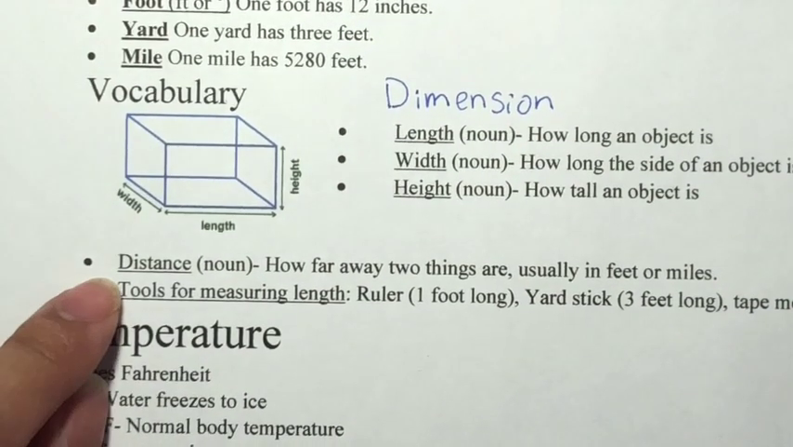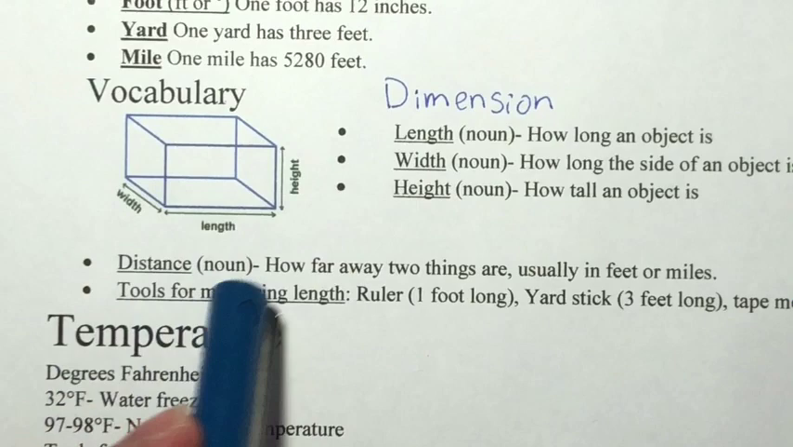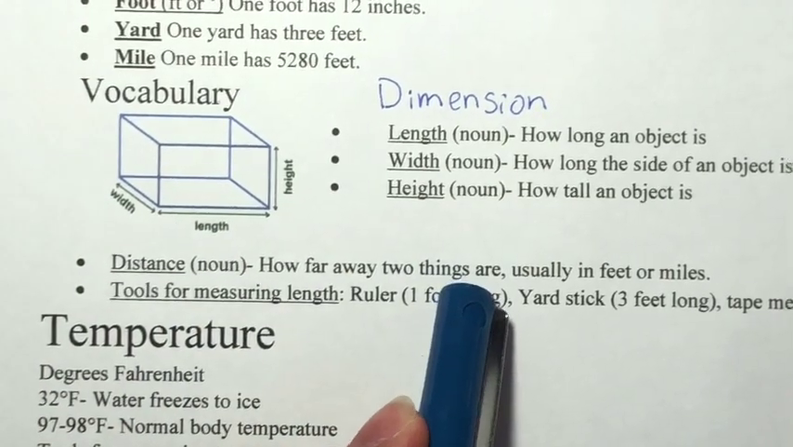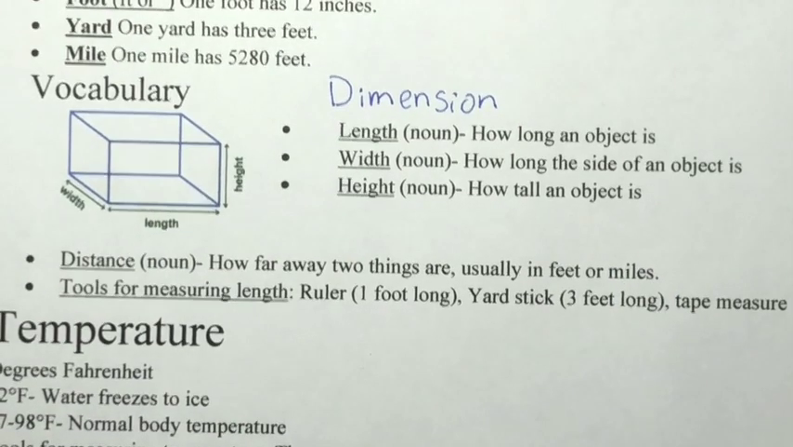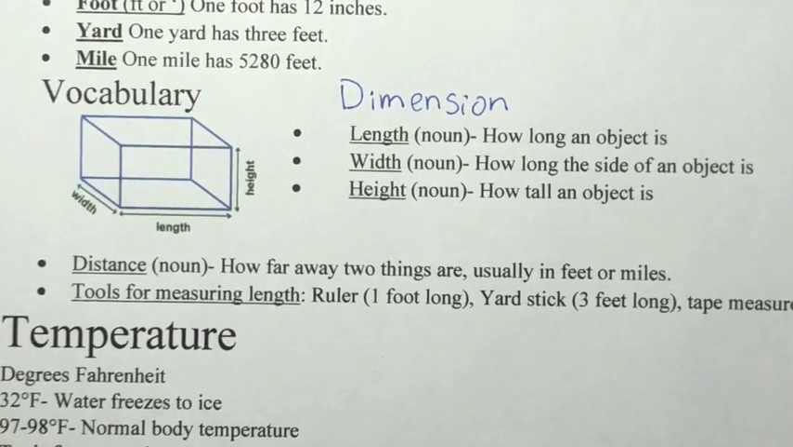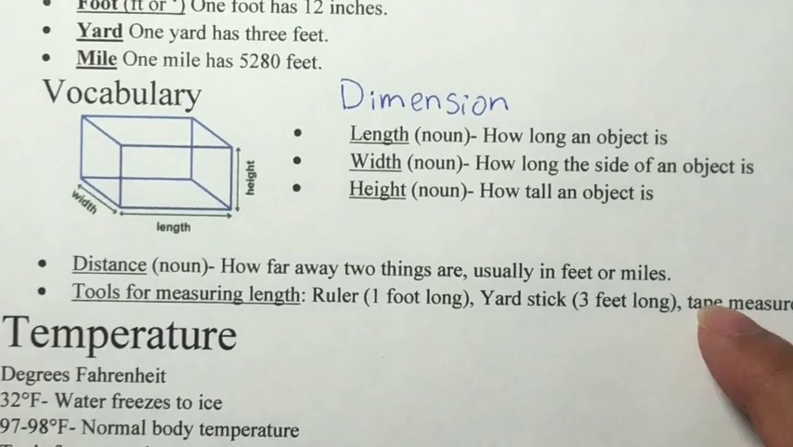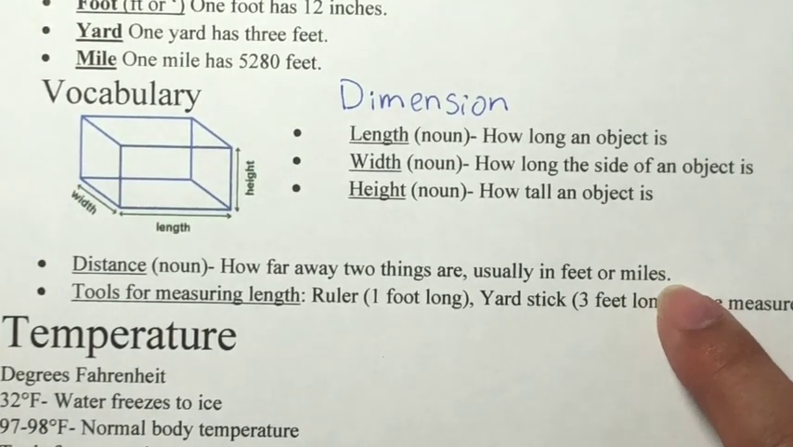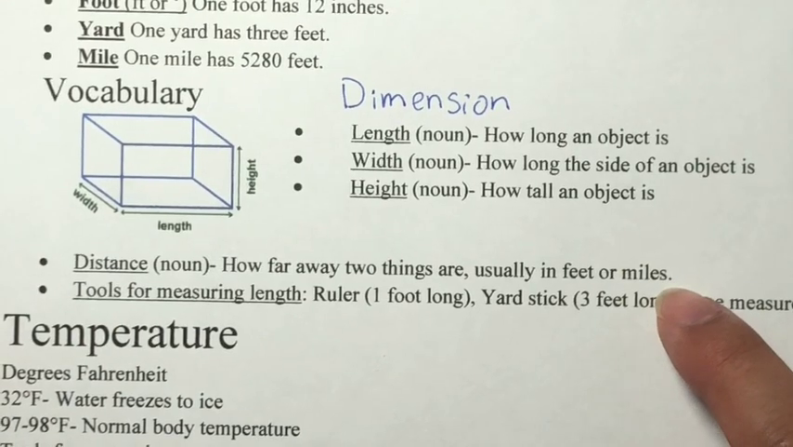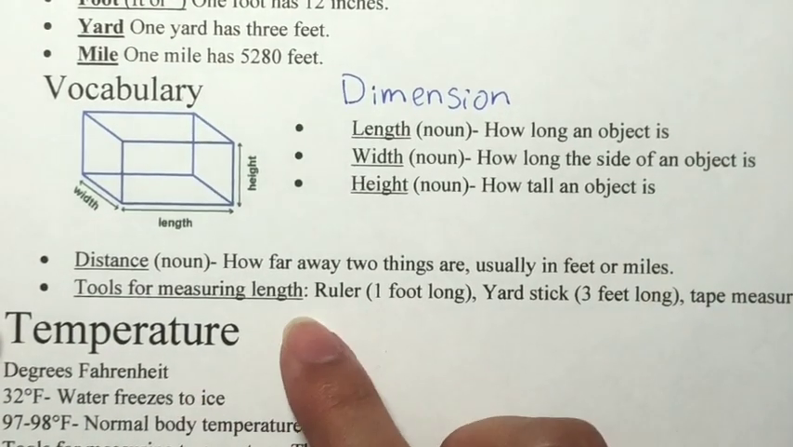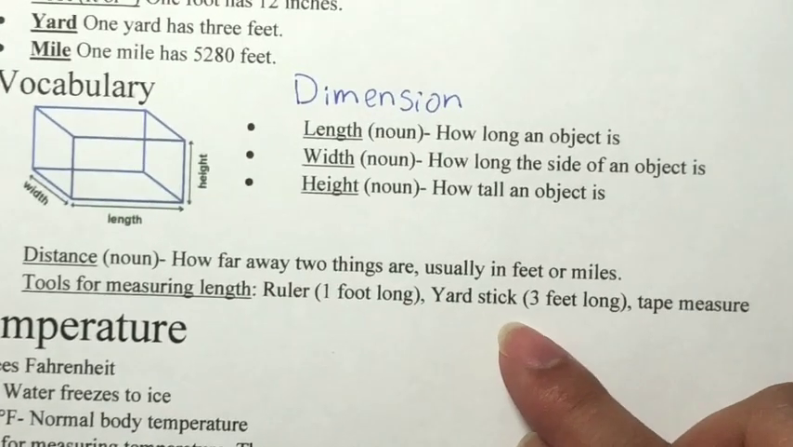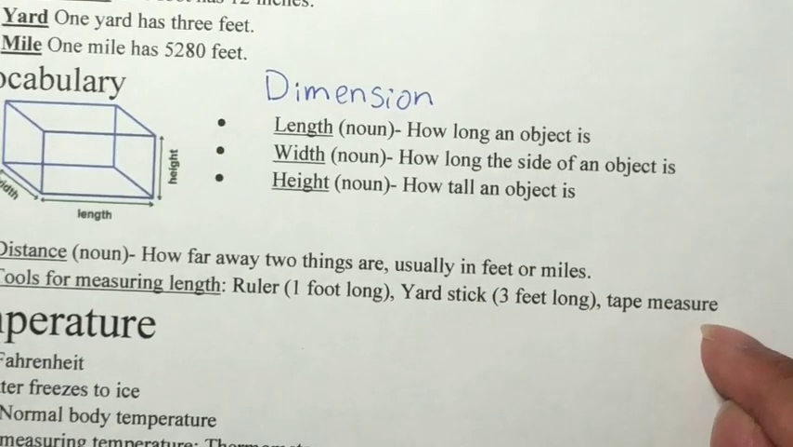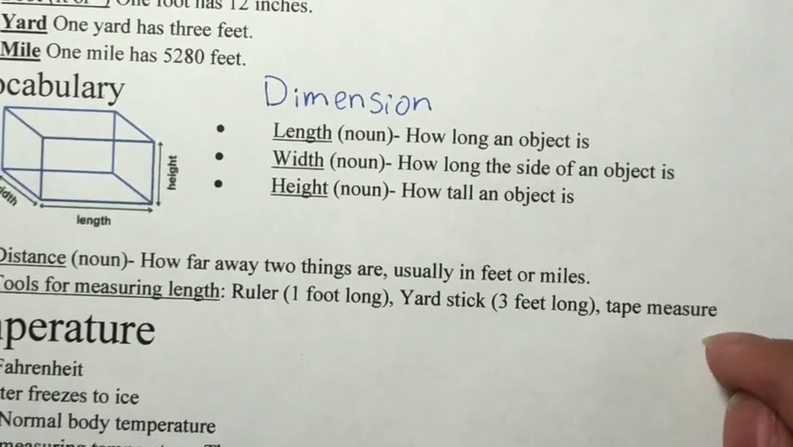Coming up next, we have distance. Distance is how far away two things are. We usually measure distance in feet or in miles. So we can say my distance from where I'm standing to the door is 5 feet. Or we can say the distance from my house to the store is 1 mile. Tools for measuring length are a ruler, which is 1 foot long, a yardstick, which is 3 feet long, or a tape measure. A tape measure is a rope.